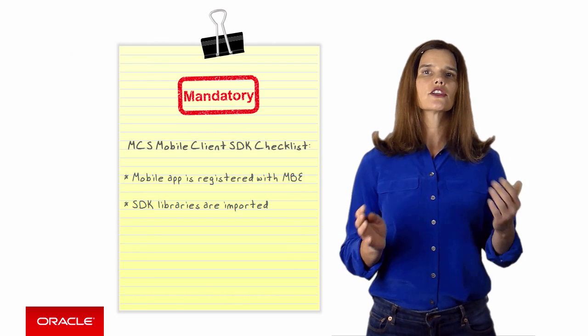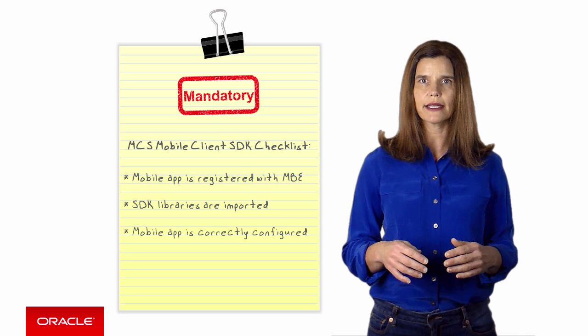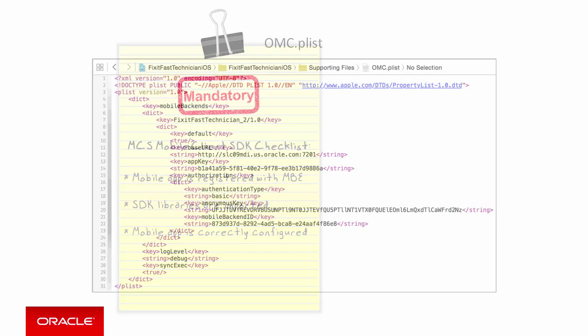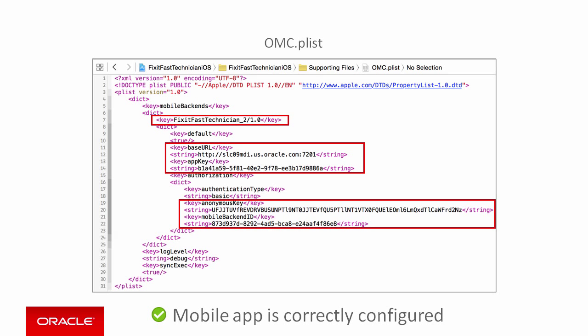And finally, you should make sure that the iOS app is configured to connect to the MCS mobile backend. In the OMC property list file, make sure that the first key contains your mobile backend name and version number, and that the settings for the base URL, app key, anonymous key, and mobile backend ID match the settings in your mobile backend.